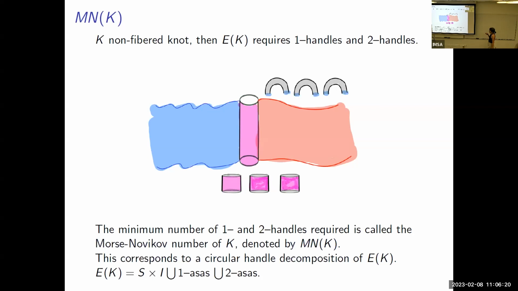So the handle number of a Seifert surface will be the minimum number of handles needed to do this, and the Morse number of the knot is the minimum handle number over all its possible Seifert surfaces. Okay. And this corresponds to what is called a circular handle decomposition of the knot based on a Seifert surface.